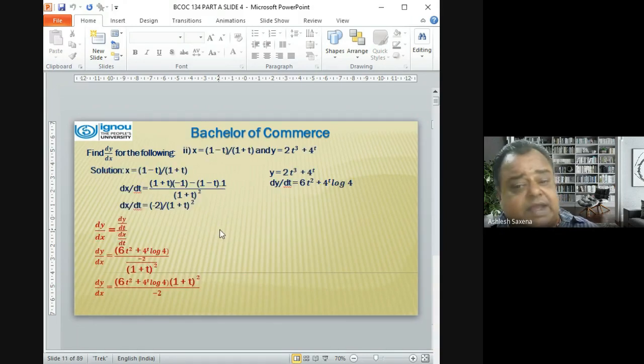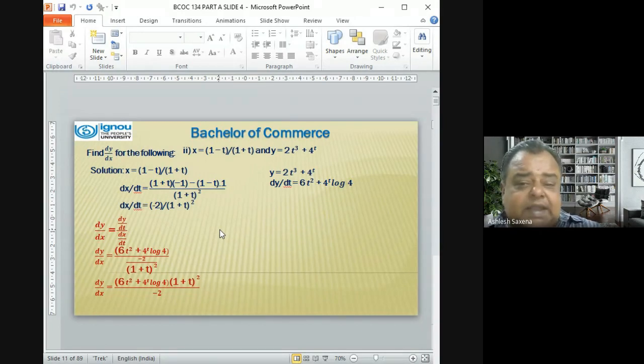This is another case where you get the first function in the form of u by v and the second function is a combination of two things. You can see y is equal to 2t cubed plus 4 power t. We will start with x. x is equal to (1 minus t) upon (1 plus t). So we will be applying the u by v method.